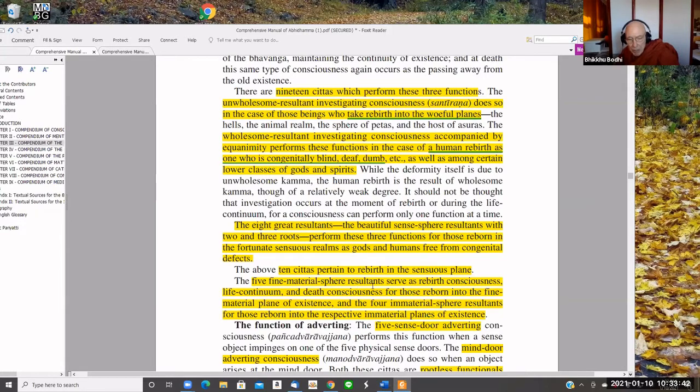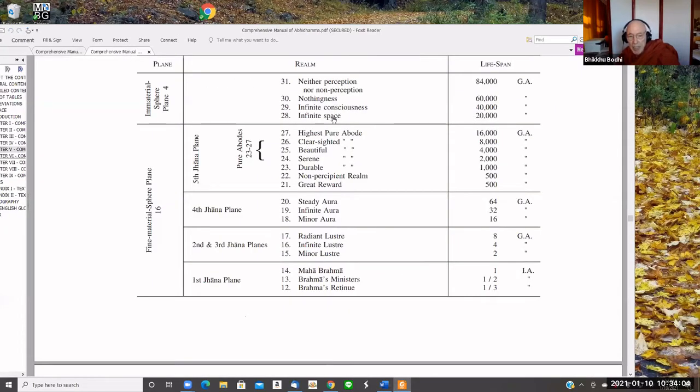And so the five fine material sphere resultants perform the function of rebirth, life continuum, and death for those reborn into the fine material plane of existence. And then the four immaterial sphere resultants will take on those three functions for those who are reborn into the immaterial planes of existence. For those who are reborn in the plane of infinite space, it'll be the resultant citta of the base of infinite space that is their rebirth, bhavanga, and death consciousness. And likewise for the sphere of infinite consciousness, nothingness, and neither perception nor non-perception.